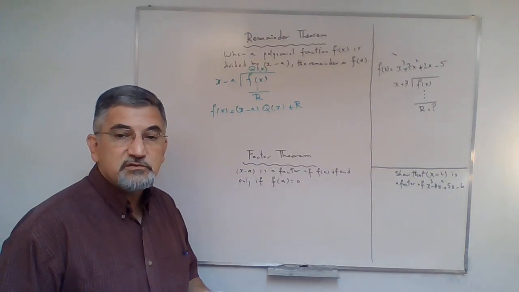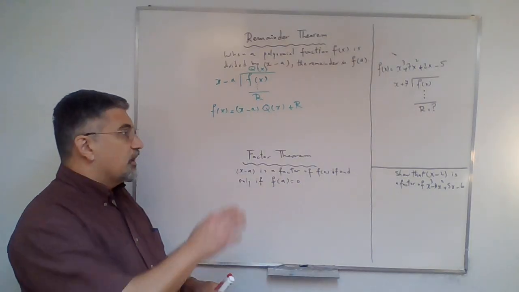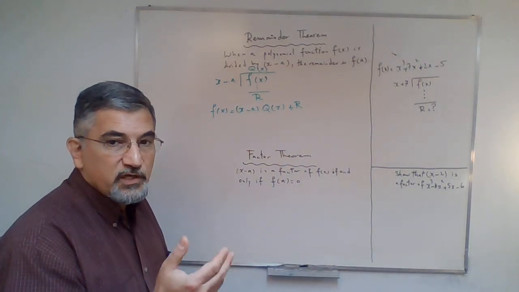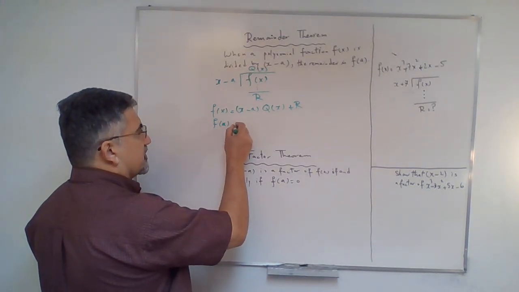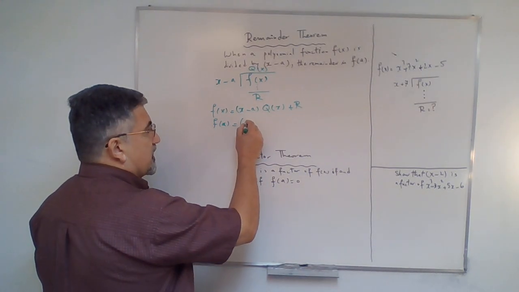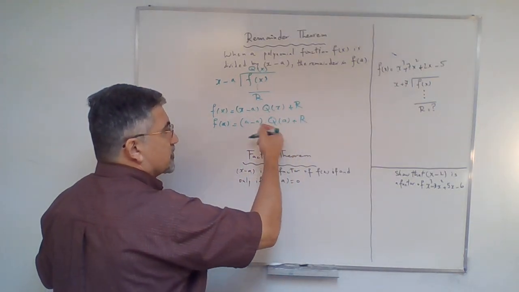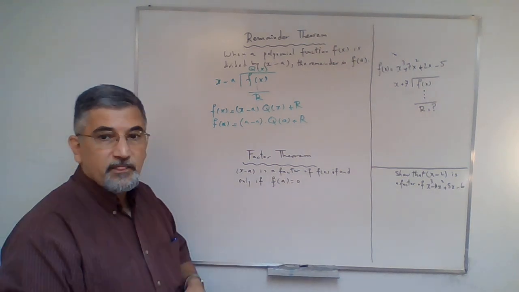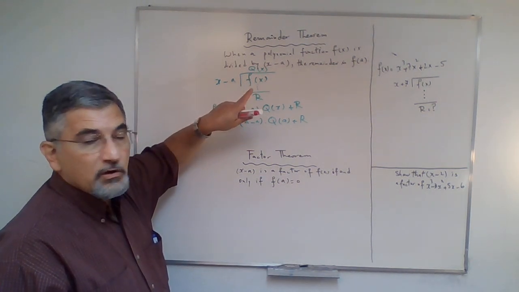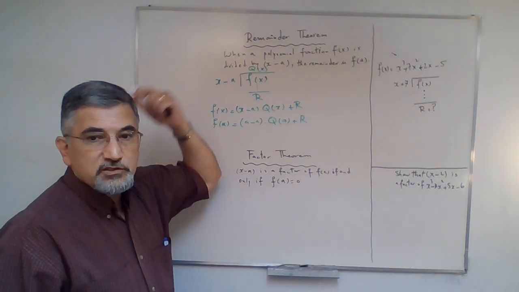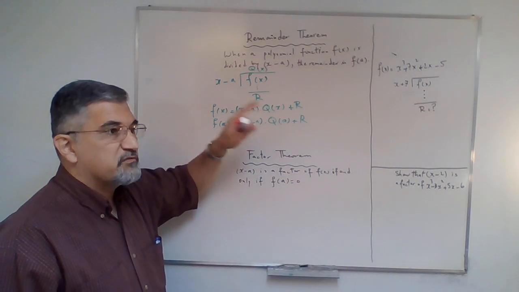And among millions of values that x could accept, x equals a is one of them. So I'm saying that this statement must be true for x equals a as well. So that means that f at a, if I plug in a for x, would be a minus a times q at a plus r. q at a is actually the numerical value of the quotient evaluated at x equals a. Let's say the quotient is x squared plus 1, then this is a squared plus 1. And if a is 5, it will be 5 squared plus 1.